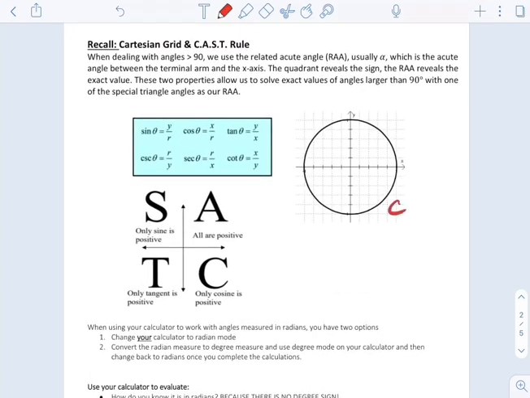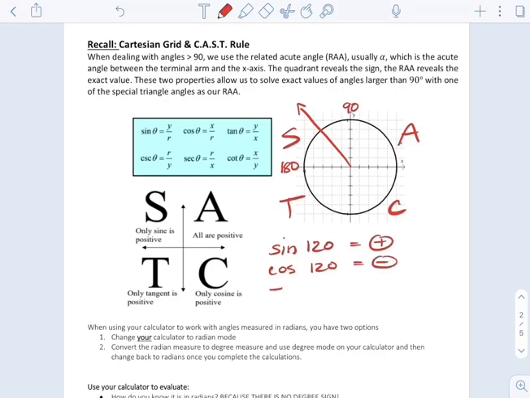Now, we know the CAST rule that says which ratios are positive in which quadrant. So for example, if I had a terminal arm in the second quadrant here, I know that the second quadrant is between 90 degrees and 180. So if I had a value like sine of 120, that's in between, I know that that's going to be positive because the S in CAST tells me that it's going to be positive in that quadrant. Cos of 120, in that quadrant, is negative. And tan in that quadrant is also going to be negative because only sine is positive. That's what the CAST rule says.